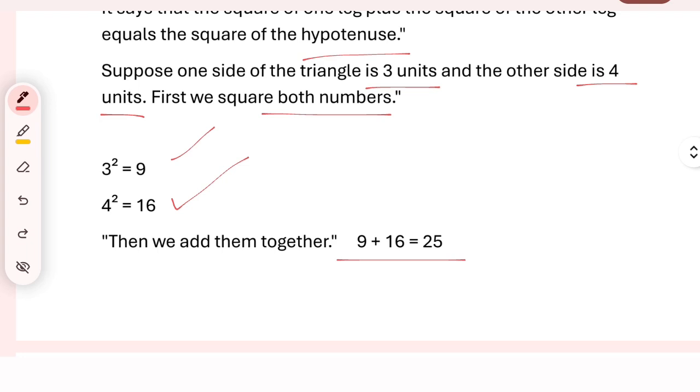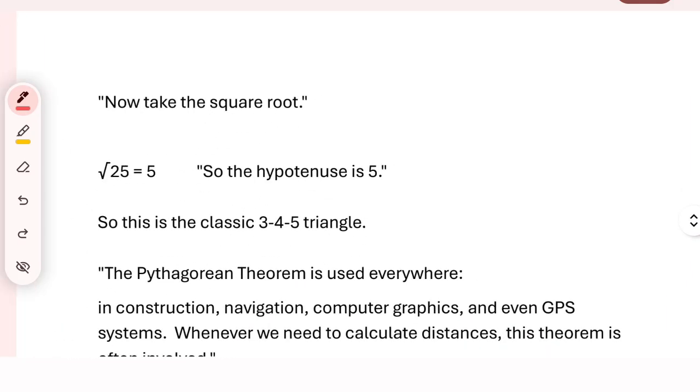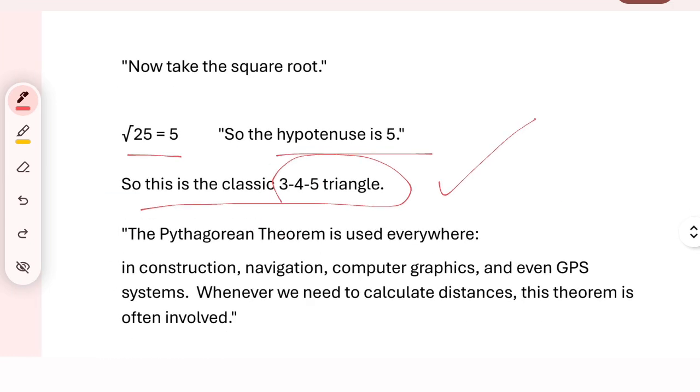And how do we compute the longest side? We take the square root of 25. And the answer is, the hypotenuse is 5. So this is what we call the classic 3, 4, 5 triangle, right? If you're given 3 and the other is 4, automatically the other side is 5. That's a very classic triangle, the 3, 4, 5 triangle.